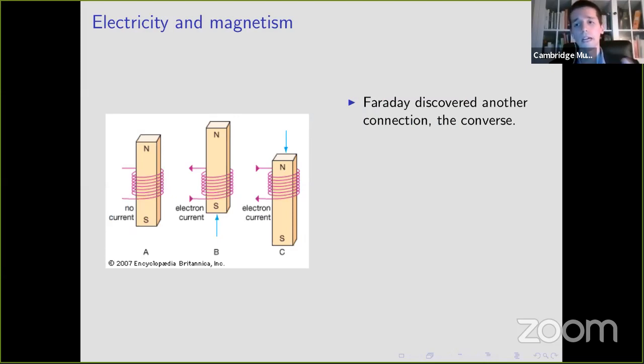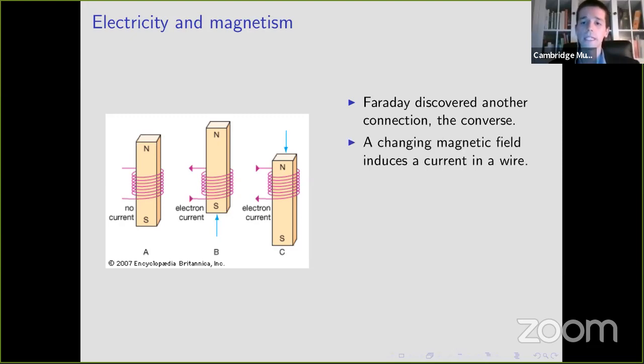Faraday discovered another connection, really the converse. Recall, Ørsted discovered that a current running in a wire sets up a magnetic field. Faraday discovered that a changing magnetic field induces a current in a wire. And so how does one change a magnetic field? Since magnetic fields weaken with distance, one simply removes the magnet and puts it back in again. And so what happens is that the magnetic field changes near the wire and a current is induced.